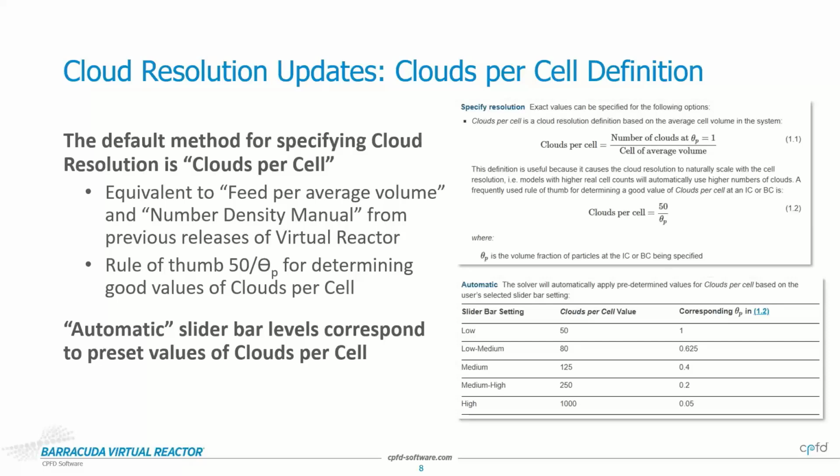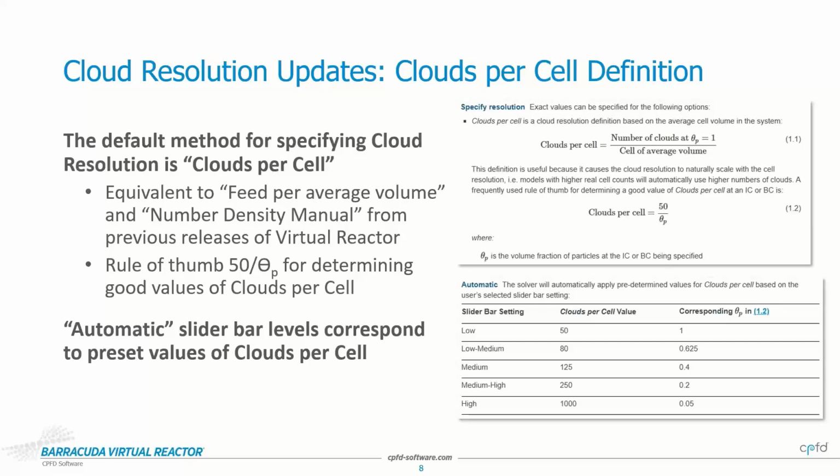Equation 1.1 is the definition of clouds per cell. It is the number of clouds in a cell of average volume if the particles were at a volume fraction of 1. So even though this condition is not physically possible, it is a convenient and useful way of determining cloud size in the MPPIC approach used by Barracuda. Furthermore, this is the same definition that has been used in previous versions of Barracuda for boundary condition cloud resolution.